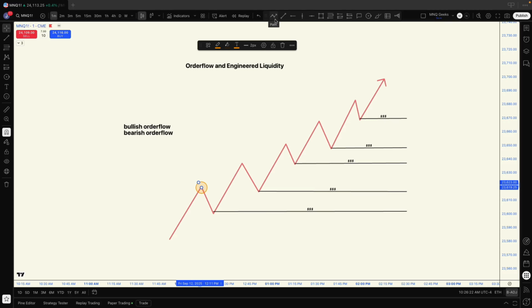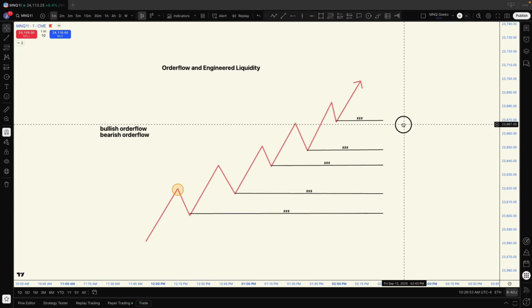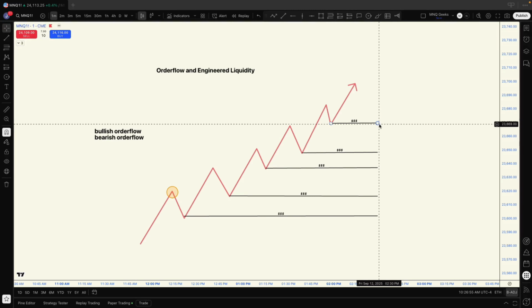So when we talk about engineered liquidity within order flow, the engineered liquidity is generally on the opposite spectrum of whatever direction we're trending. So we're trending upwards, we're trending bullish. Our engineered liquidity is going to be the sell side liquidity that's made with all these retracements on the bottom. And as you can see, within bullish order flow, whenever we make these points of liquidity, they're not getting swept out because we're still trending upwards. So that means we have all of this liquidity on the bottom that is unfilled, that's unswept, and that's going to be a high probability draw on liquidity.